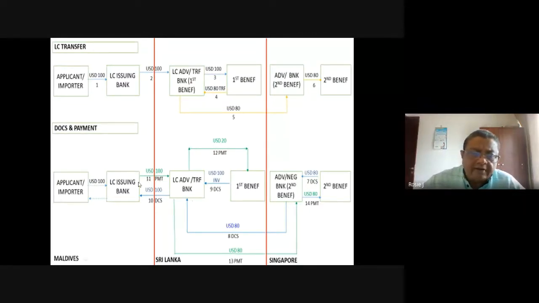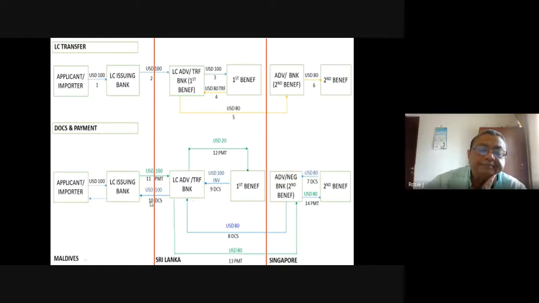And here the LC is $100. So what the bank people can do is take Pereira's $100 invoice and attach it, remove the $80 invoice of Mr. Tan from Singapore, and send the documents to Bank of Ceylon Male.